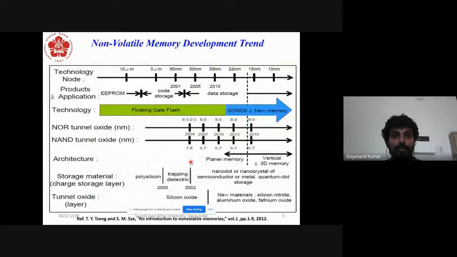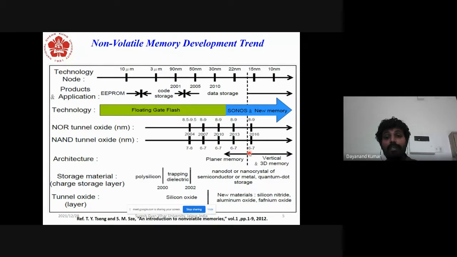Now, if you see the non-volatile memory development trend so far, the floating gate memory in 2010 had almost gone down to 30 nanometer. Going below 30 nanometer is a problem, and this is the old data actually. But nowadays you see SONOS and new memory. New memory means NAND flash or NOR flash, but there is another problem: you cannot go below 6 to 7 nanometer channel length. Here also the problem is the leakage path, and you cannot control it if you reduce the gate length. So that is the main problem.